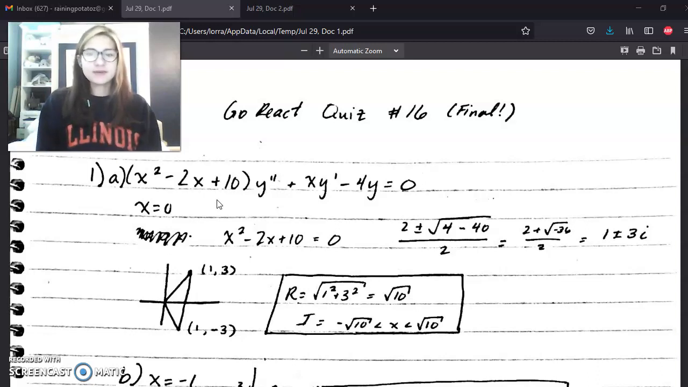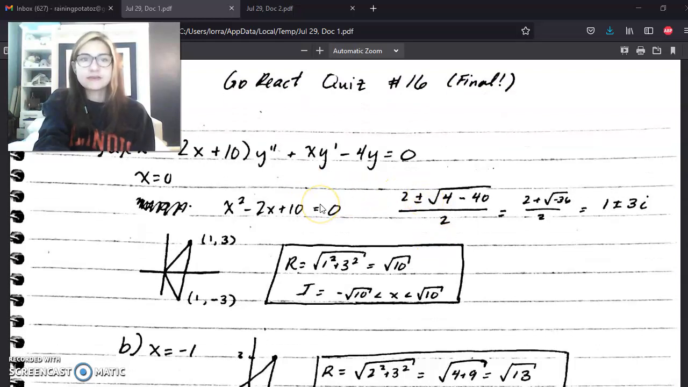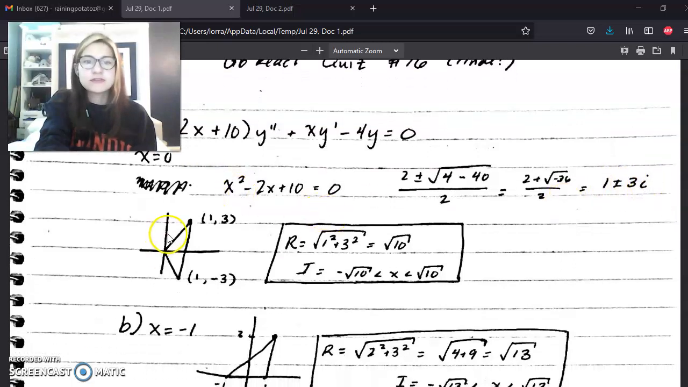In A, you were supposed to solve this problem for the radius of convergence at x equals 0 and then x equals -1. The problem was (x squared minus 2x plus 10) y double prime plus x y prime minus 4y equals 0. With the first one, you substitute 0 into that first equation. You can't solve this by factoring, so you have to use the quadratic formula, and once you use it, you find 1 plus or minus 3i. Using this, you can graph that to find the radius.